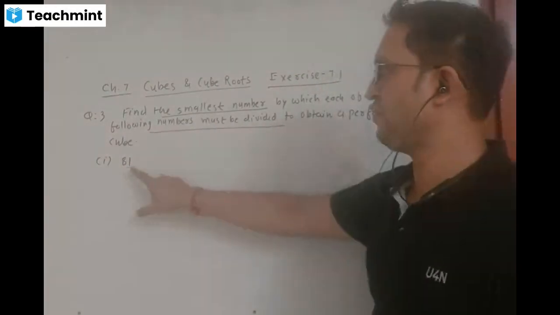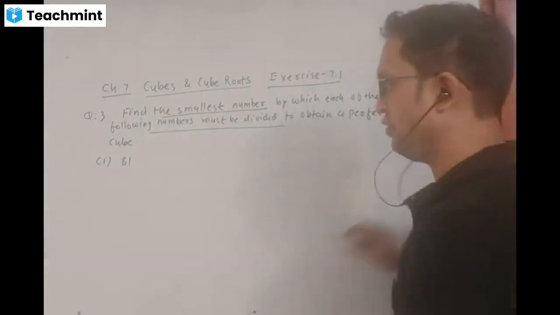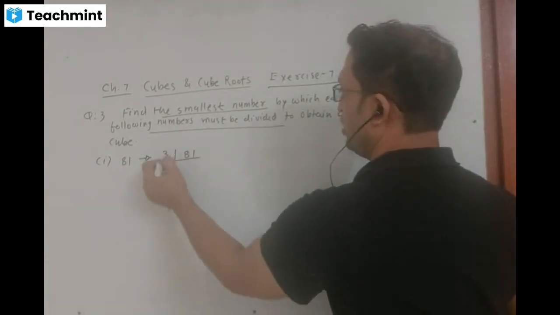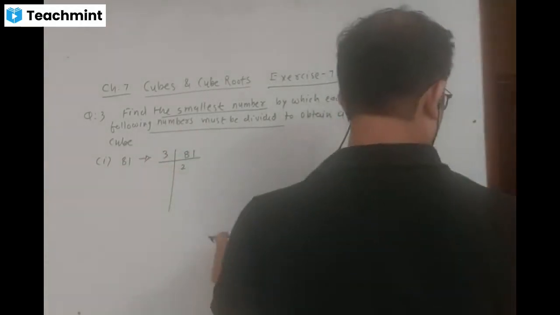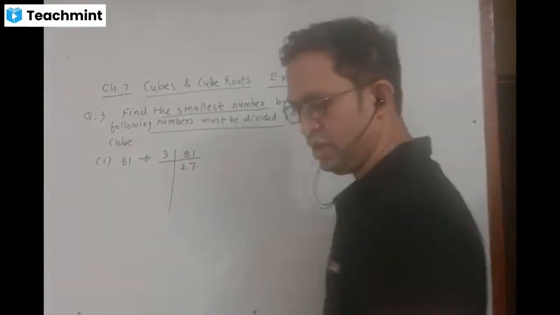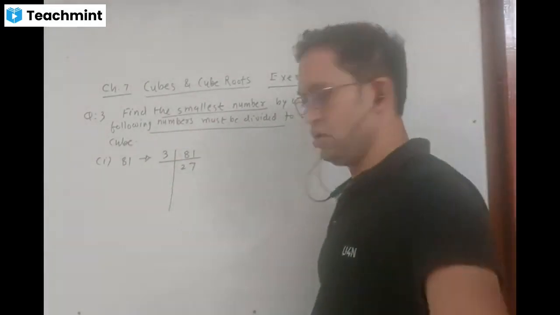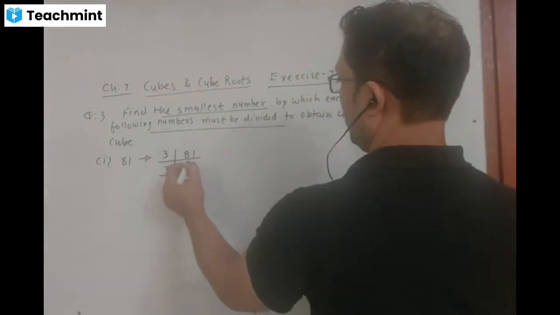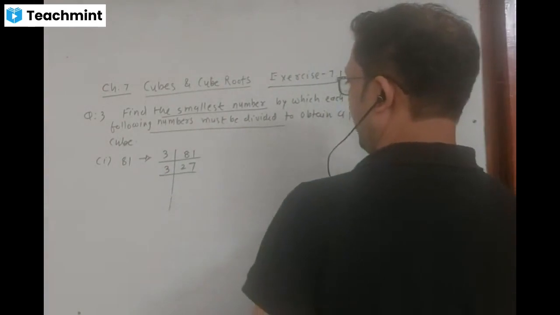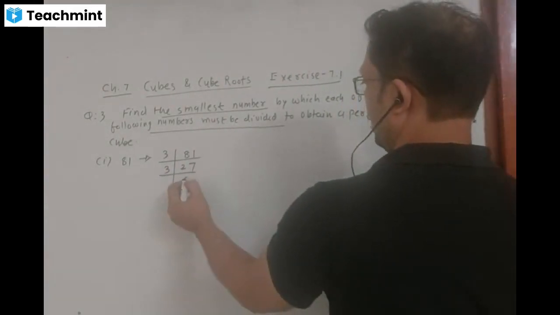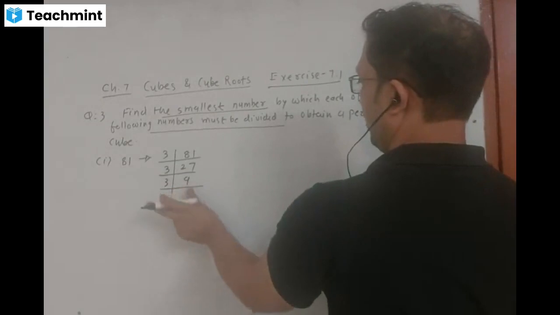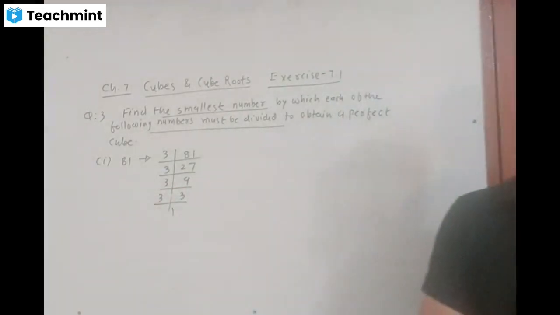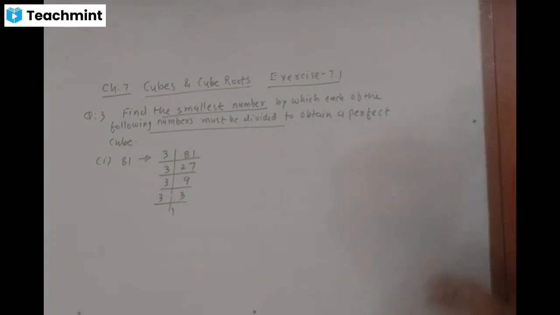Okay, first we find the prime factors of 81. 81 divided by 3, that number is not an even number. Divided by 3, therefore 27. Again we divide by 3, that number is equal to 9. Again divided by 3, 3 and 3 divided by 3, that is equal to 1.